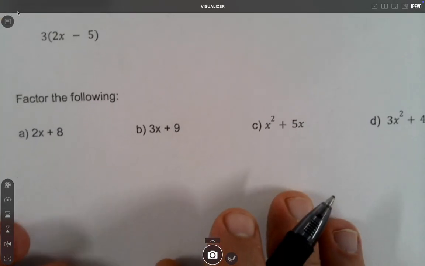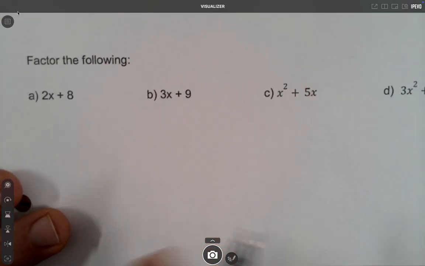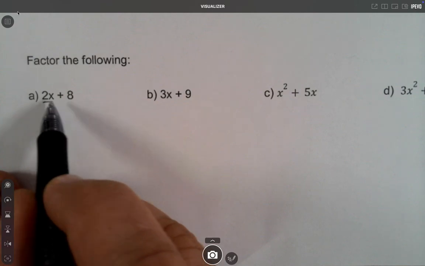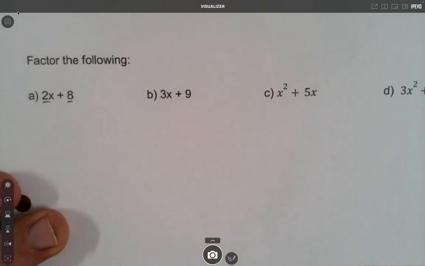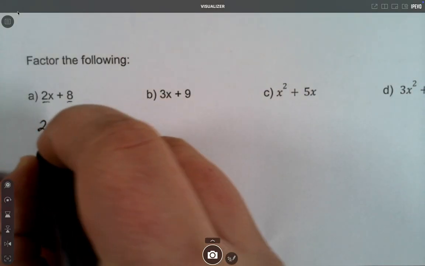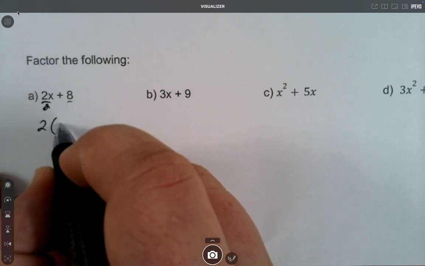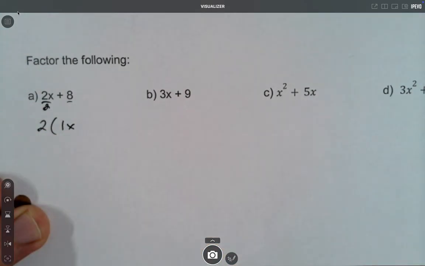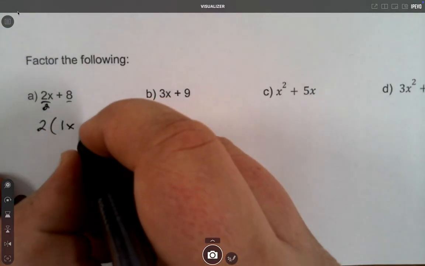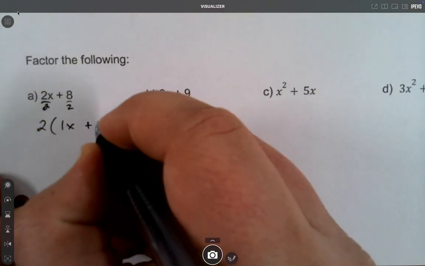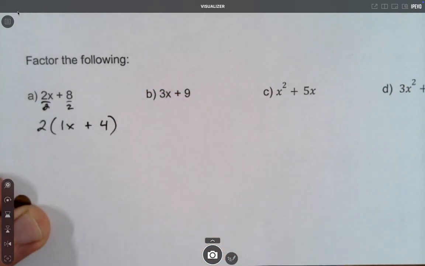So let's try these down here. Factor the following. Again, we've got two terms, 2x and 8. What's the biggest number that goes evenly into both 2 and 8? That would be 2. So I put a 2 out front and start a parenthesis. 2x divided by 2 is 1x. You can just write x, you don't have to put the 1. Plus 8 divided by 2 is 4.